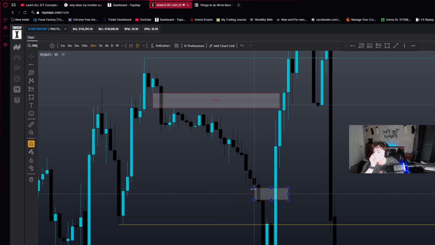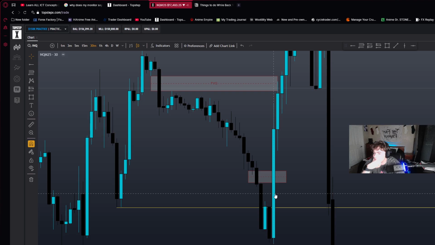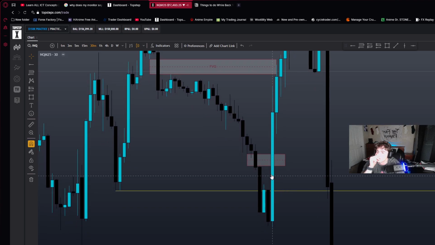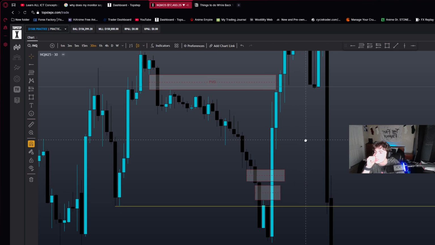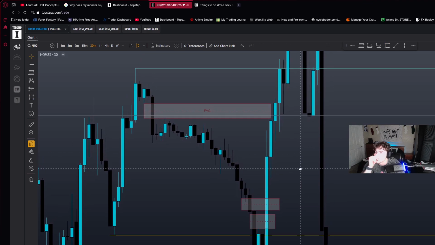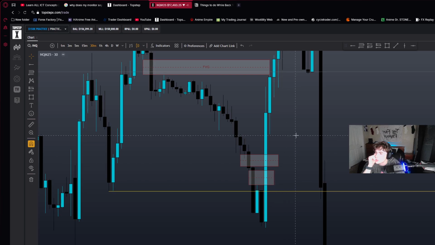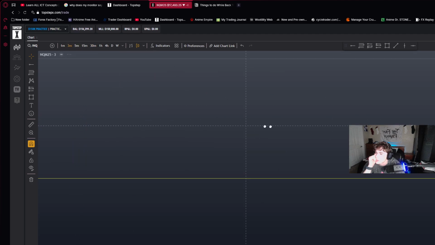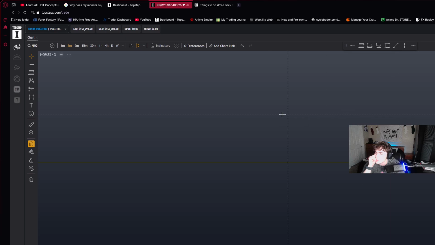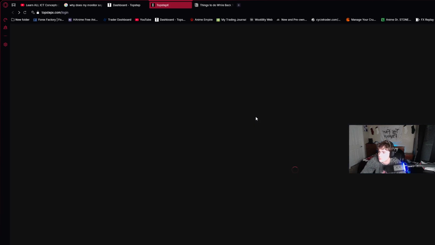Whatever. Let's see. Market open is this candle right here. So the ideal trade is we got a liquidity sweep. Now we're looking for an order block. We're bullish. We are bullish. Let's do this.